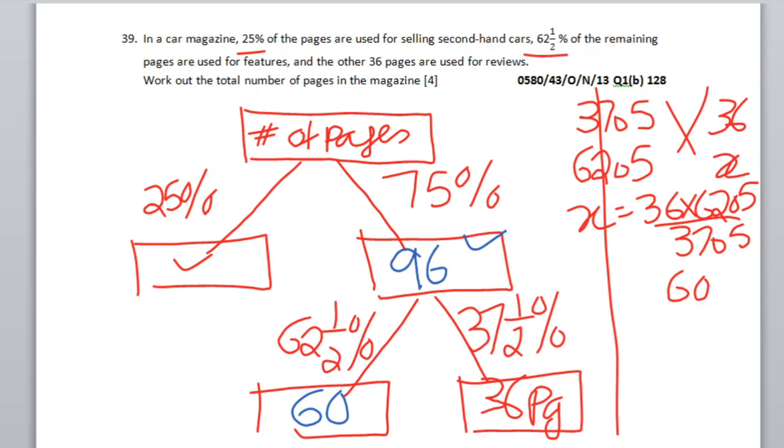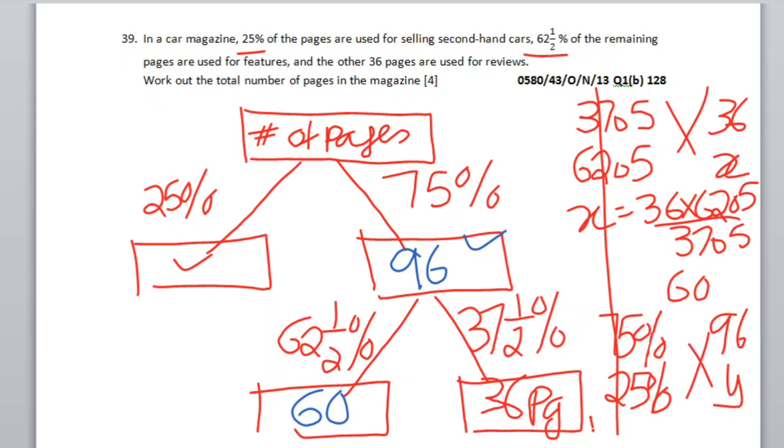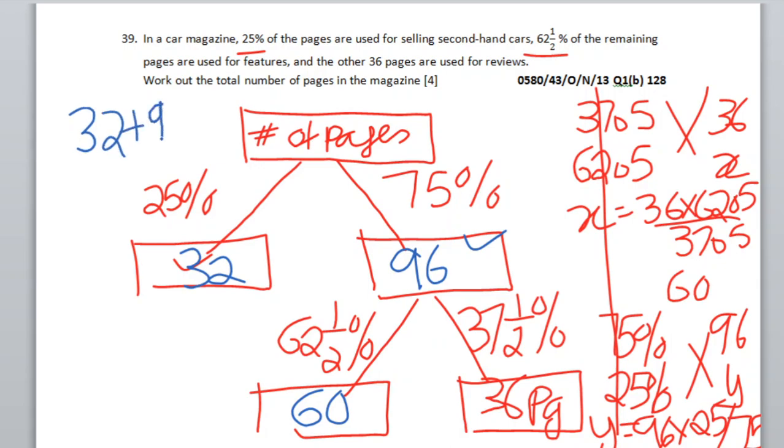Now 75% represents 96 pages. Then 25% will represent how many pages? Cross multiply this. Y will be 96 times 25 over 75, which gives us 32. And the total number of pages would be 32 plus 96, which is 128, which is the answer.